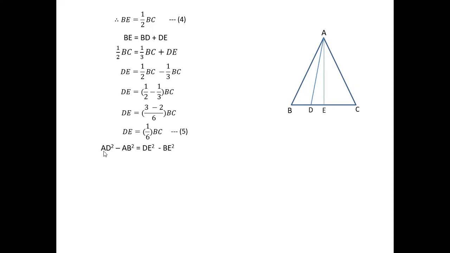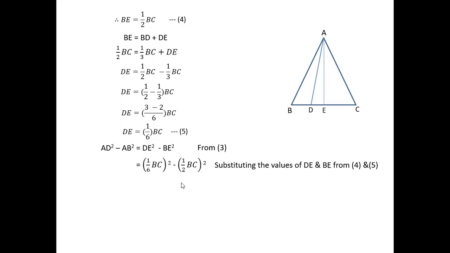Now what was the condition we got? AD square minus AB square is equal to DE square minus BE square. This was from your third equation. So now let's put BE as 1 by 2 BC and DE as 1 by 6 BC. Substituting the values of DE and BE from 4 and 5, we'll get 1 by 6 BC whole square minus 1 by 2 BC whole square. Take the square of it. It will become 1 by 36 BC square minus 1 by 4 BC square.